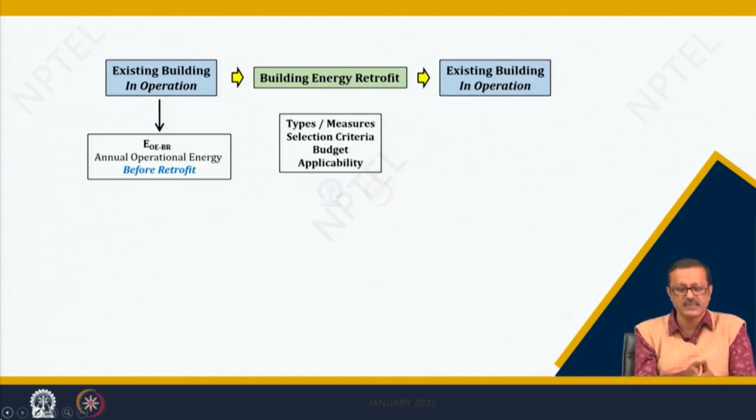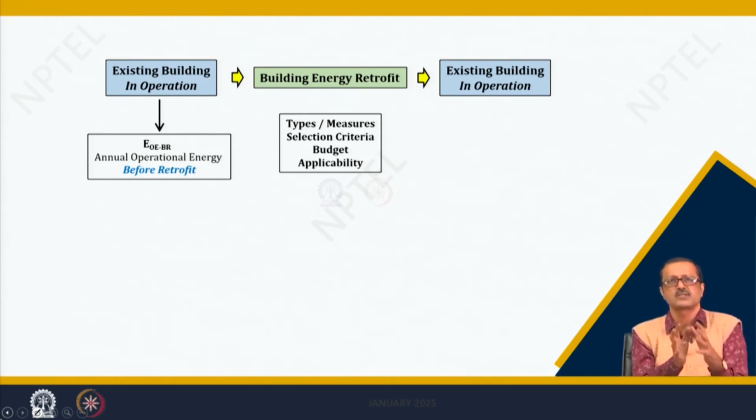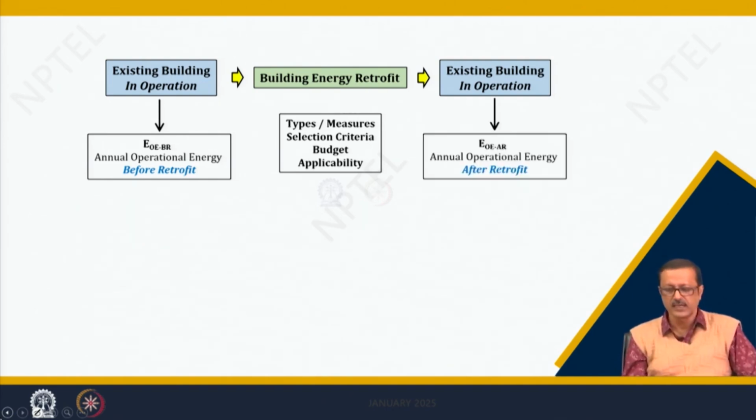So, I have mentioned OE, BR. OE is the operational energy, BR is before retrofit, some amount of energy in kilowatt hour or so. And after the retrofit, it will again consume some amount of energy, operational energy after retrofit. So OE is the operational energy, AR is after retrofit.